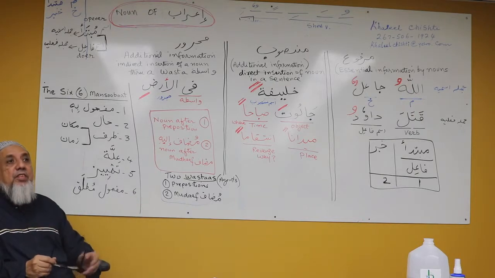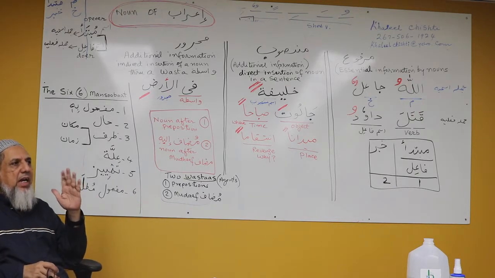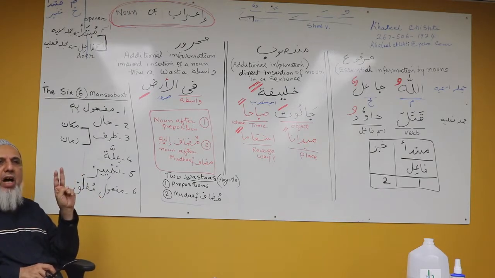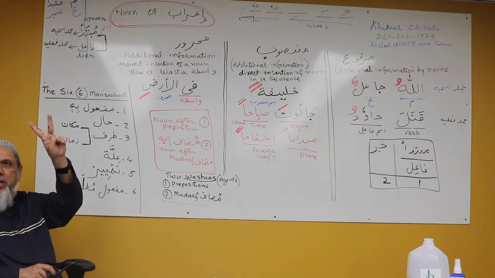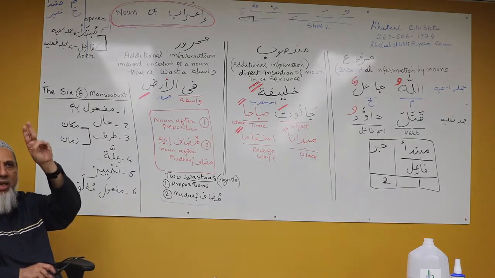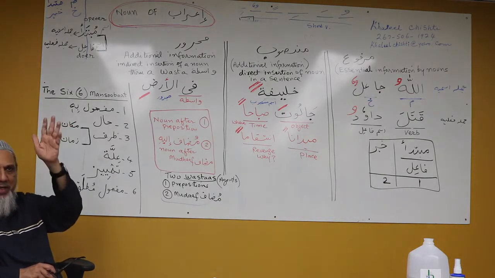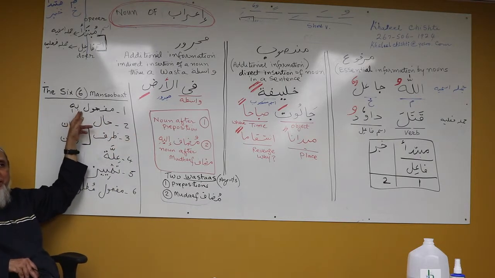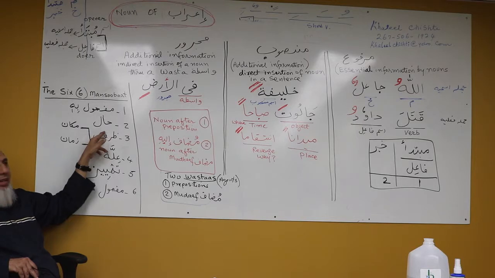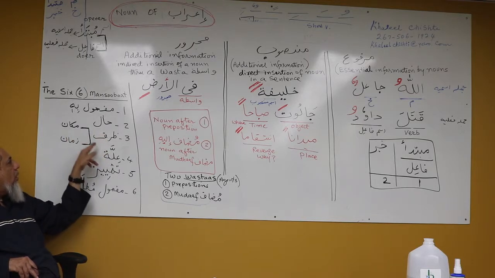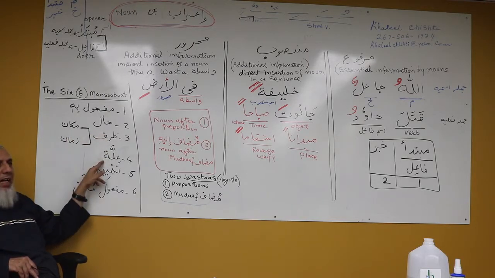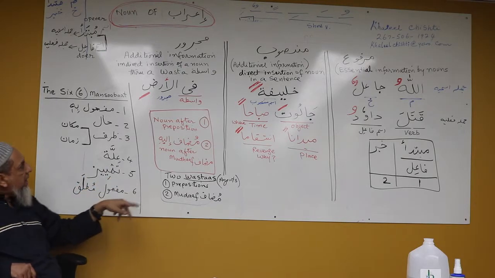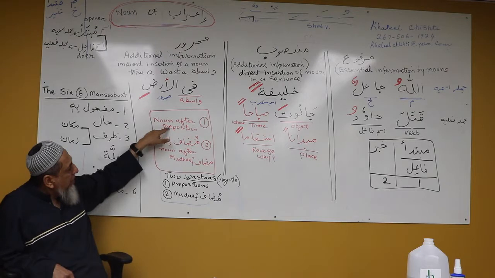Mubtada, say after me, mubtada, khabar. Those are marfu'an. Mubtada khabar, or fa'il. Now then, maf'ul bihi, hal, zarf makan, zarf zaman, illa, tamyiz, maf'ul mutlaq. Now here, preposition.